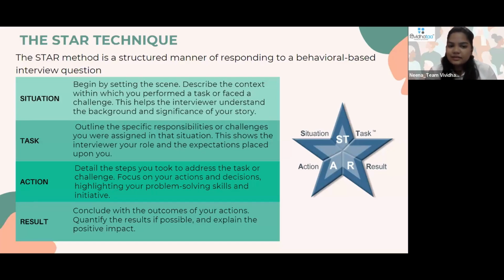And the last is result. We should always conclude with the outcomes of your actions. People always tend to remember if you use numbers, if you quantify the results, that will create a very positive impact. So let's remember it: STAR.